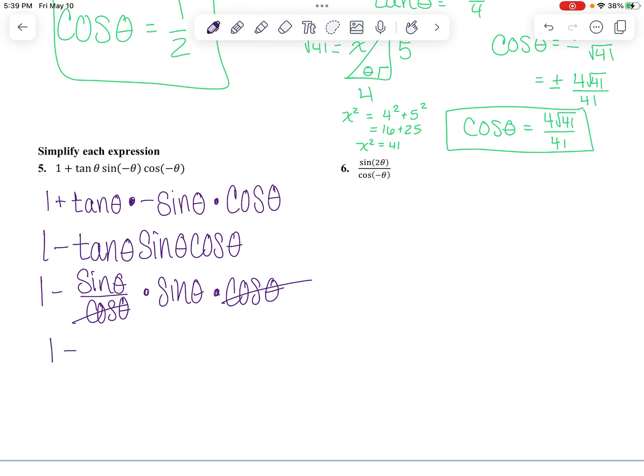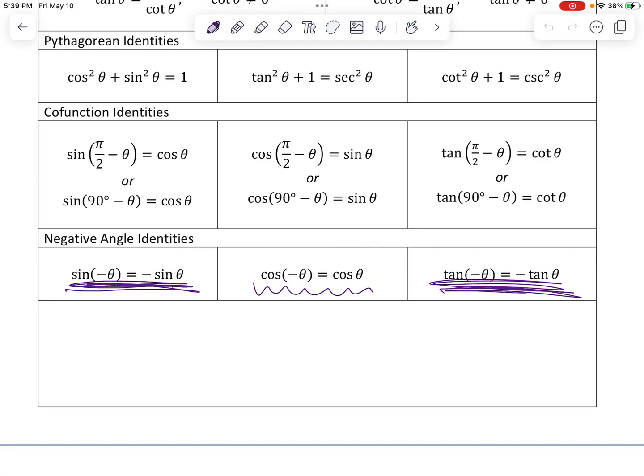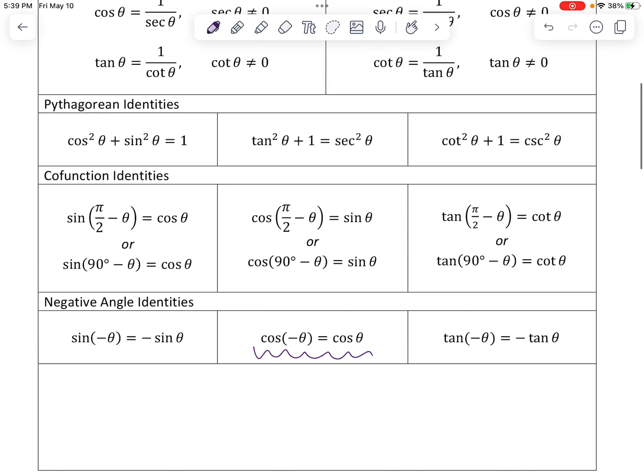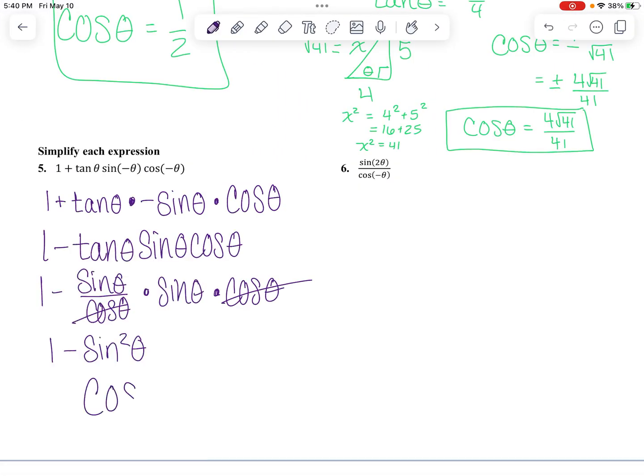Ooh, I've got cosine in the denominator getting multiplied through the numerator, and sine times sine is sine squared. Well, sine squared is getting subtracted from 1. Here's my identity that deals with that. If I subtract sine squared, I get 1 minus sine squared. Remember, don't actually write on your blue sheet. Okay, so 1 minus sine squared is cosine squared, so that means this becomes cosine squared.